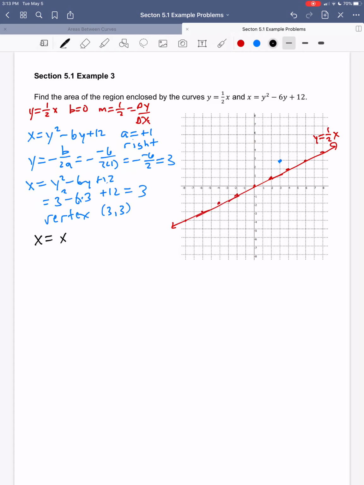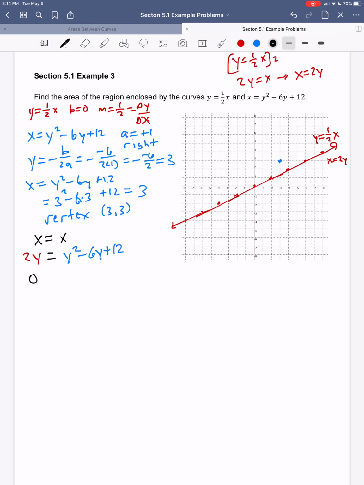Okay, so we've got y equals 1/2 x. I need it as an x-coordinate, so I'm going to have to multiply both sides by 2. So that's going to be 2y equals x, or another equation of this line is x equals 2y, right? Both of those are equations of the same line. So I'm going to set 2y for the line, and then for the parabola, my x-coordinate is y squared minus 6y plus 12.